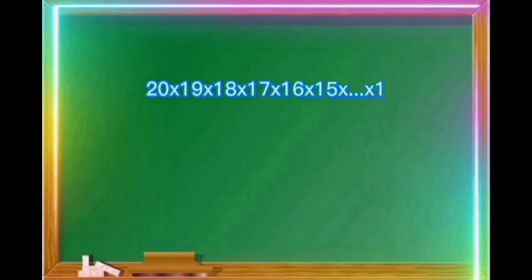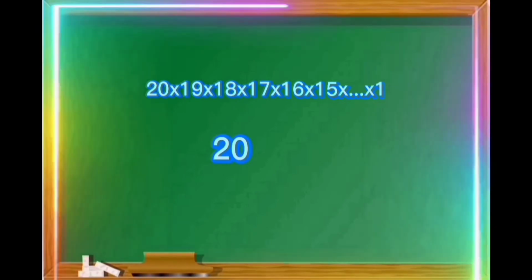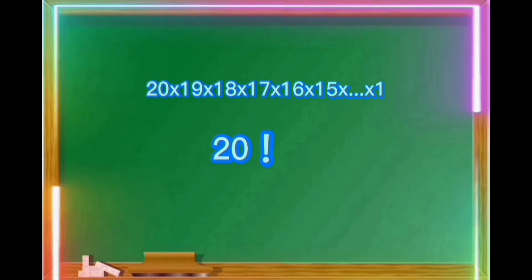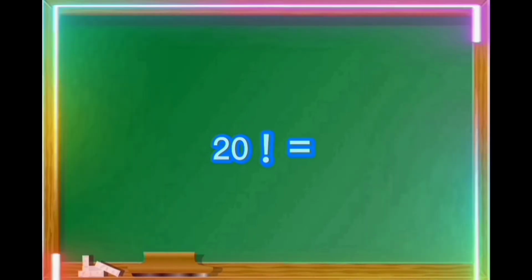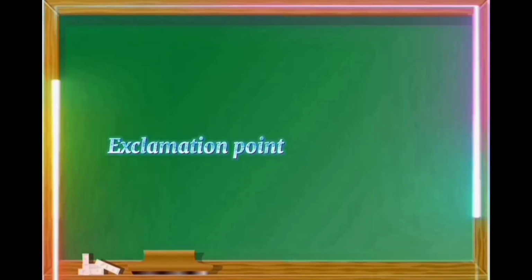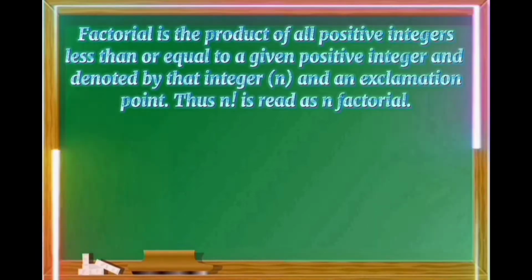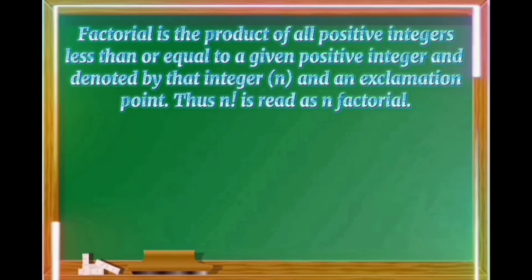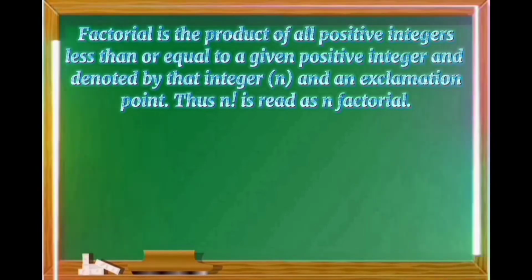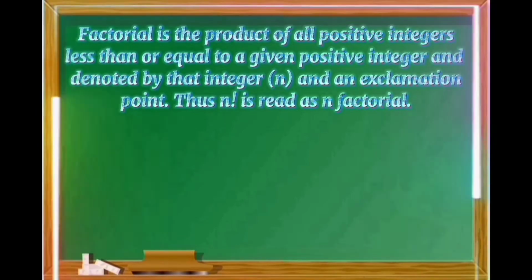You just press 20, the shift button, then the exclamation mark in your calculator. Press equals, then it's now a magic. In math, the exclamation point is called factorial. Factorial is the product of all positive integers less than or equal to a given positive integer and denoted by that integer n and an exclamation point. Thus, this is read as n factorial.